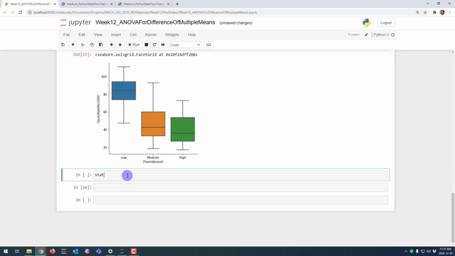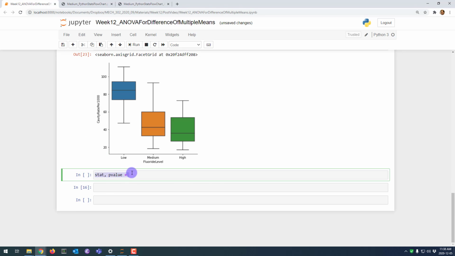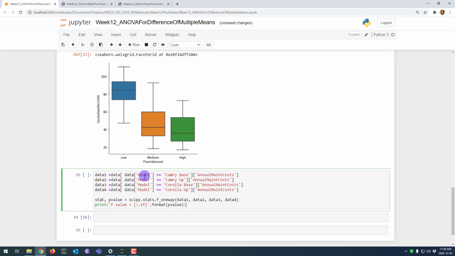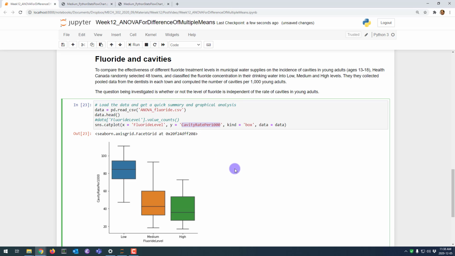So we're going to do our same thing here. We're going to do our stat and our p-value equals, this one I honestly can't remember. We're going to copy all that. We're going to copy this whole thing this time. And we're going to just update this with fluoride and put it in all 3. And there's only 3 data sets, so we only need 3 of them. And before I forget and get another error, I'll delete the data set 4 from that list. And then the options were simply low, medium, and high for this case here. And then the cavity rate per 1,000 was the continuous variable.